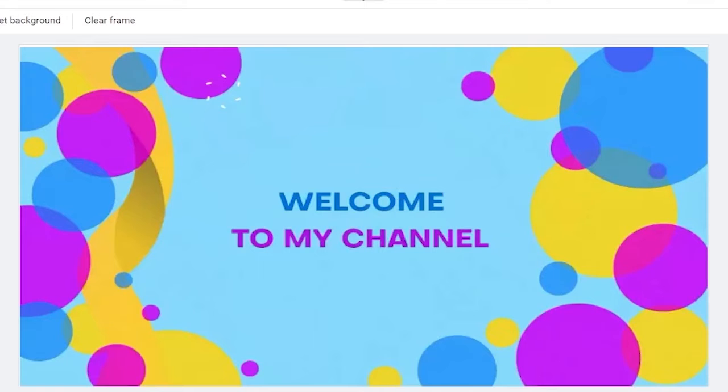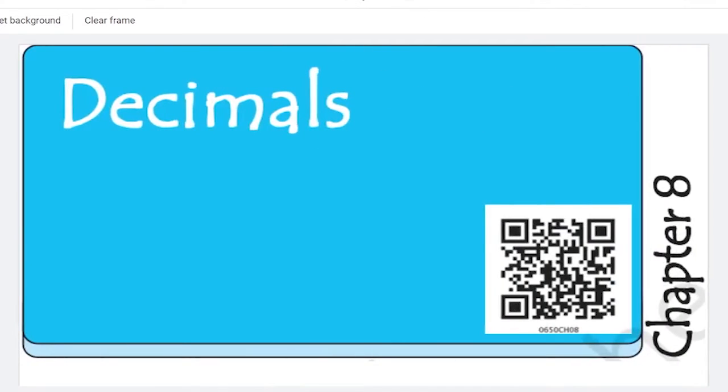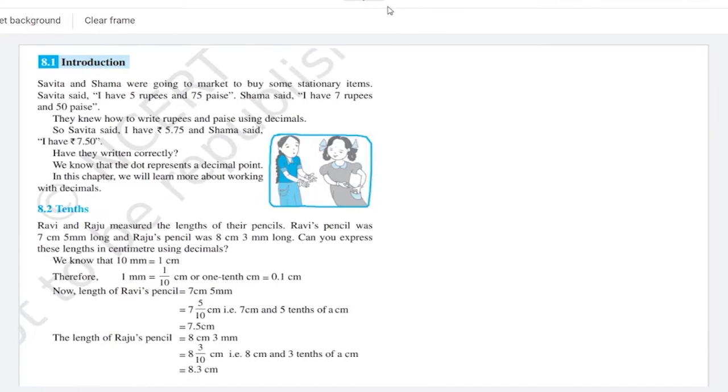Today we are going to see about decimals. Let's see the introduction. Savita and Shama were going to market to buy some stationery items. Savita said, I have 5 rupees 75 paise. Shama said, I have 7 rupees 50 paise. How do you write in decimals? See, this is how you write. 5.75, 7.50. This is how we write in decimal points. Now we will see how it came.